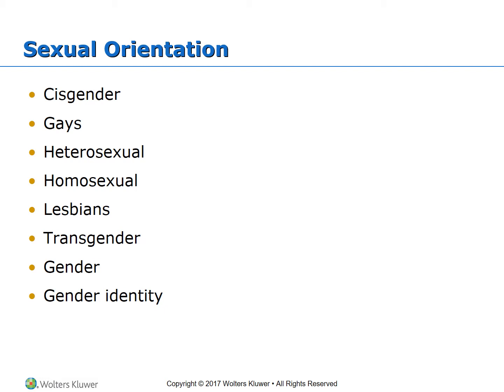Transgender is a general term for individuals whose gender identity or self-expression of male or female is different from their biological sex assigned at birth. Gender and gender identity pertains to how a person views his or her own sexual identity, and gender identity is not the same as sexual orientation.